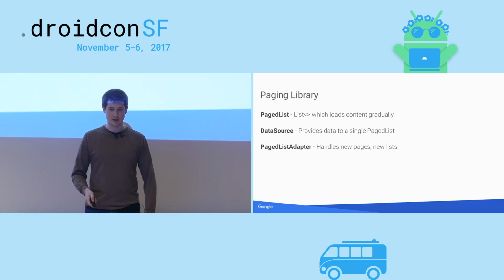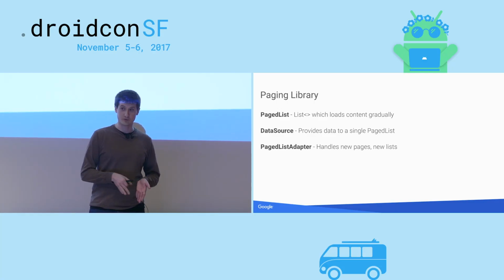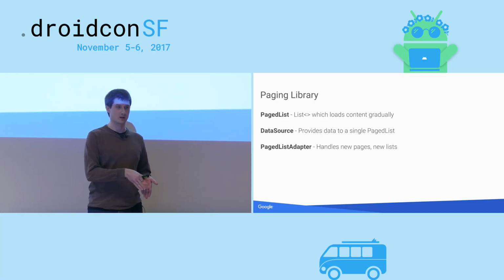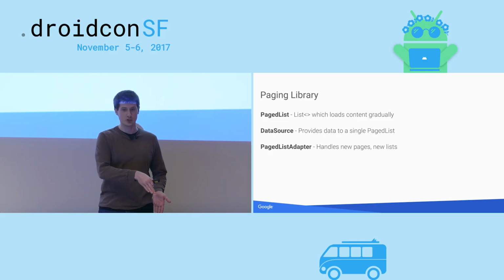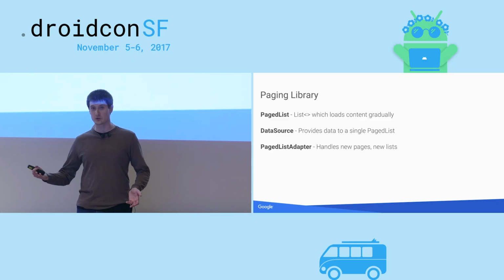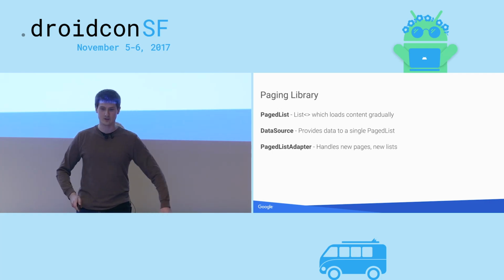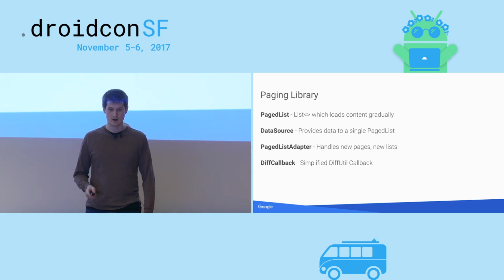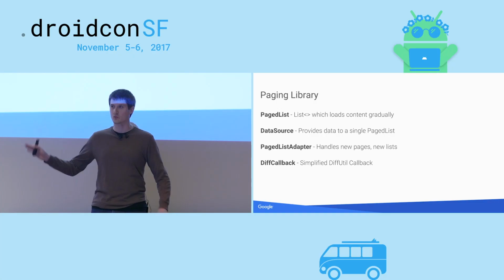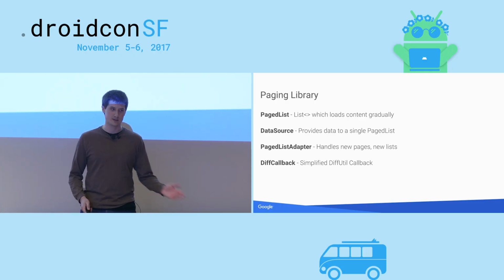We have an adapter, the PagedListAdapter, that handles new pages and new lists. So there are two different types of loading in the system again. There's the loading of a new page, which is just a simple, cheap append, and then there's a new list, which is done on a background thread, creating a completely new list, passing that over, and handling that with DiffUtil. And then there's DiffCallback. DiffCallback is our simple wrapper around DiffUtil that allows you to specify how to diff two items without having to worry about any of the details of threading, passing it around to a background thread and whatnot.